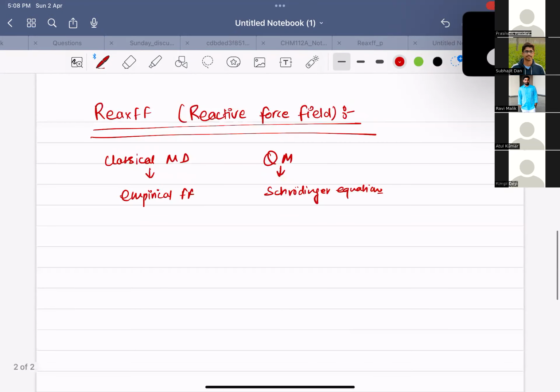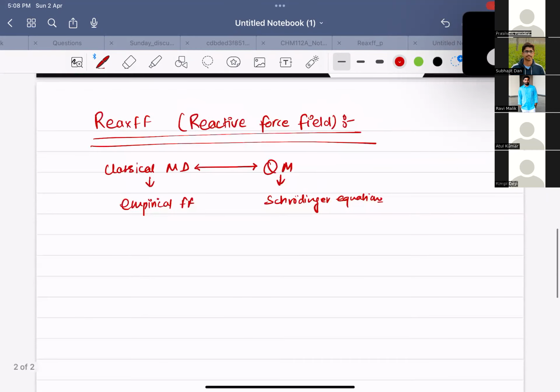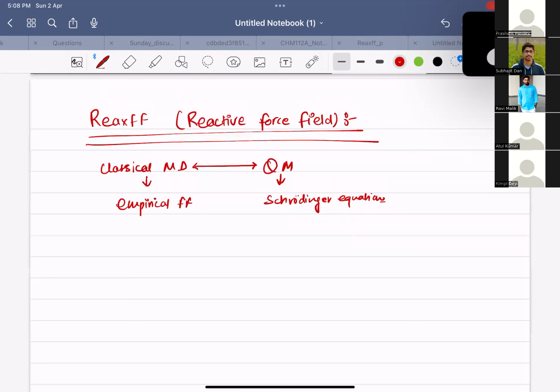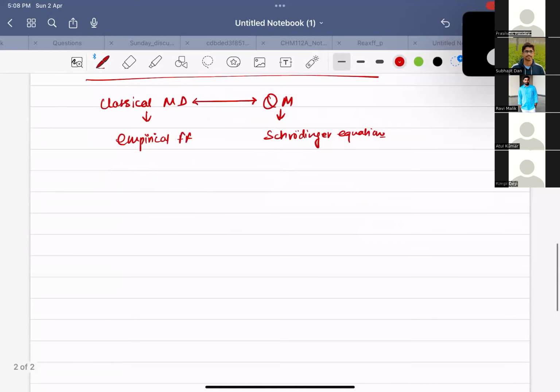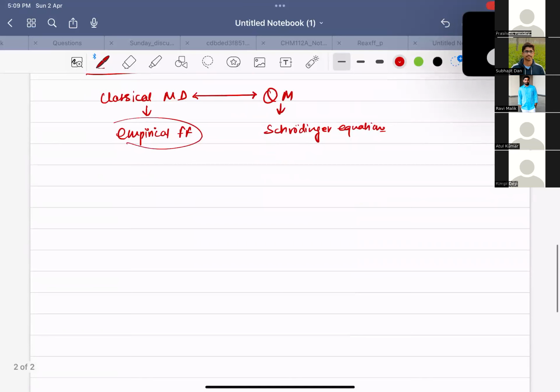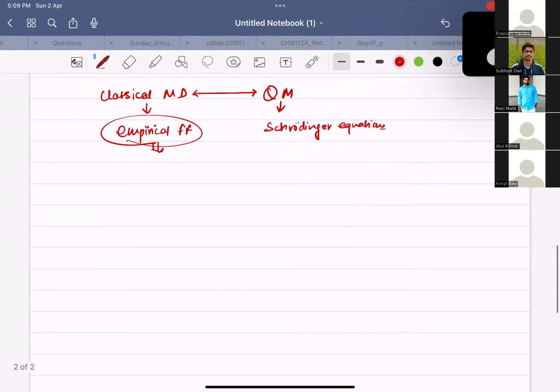Now we need some link between these two systems to represent some of the quantities which were absent in both of these. I will tell you about this. First we will quickly discuss this empirical force field, and what happens in it. The potential energy is related to the internal coordinates of the system in this empirical force field.